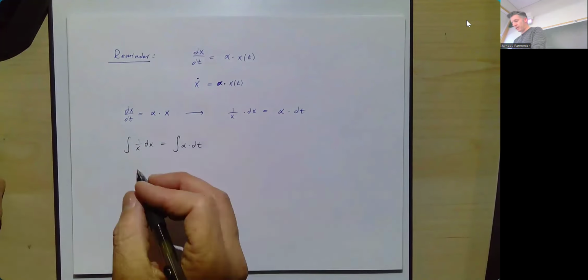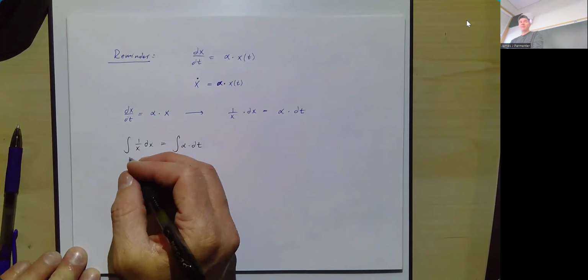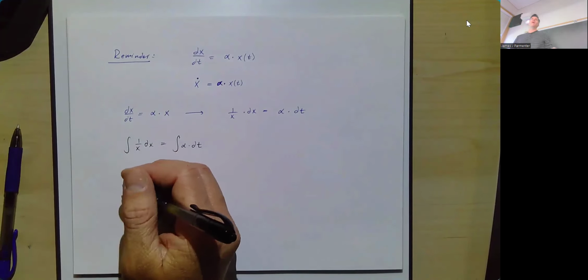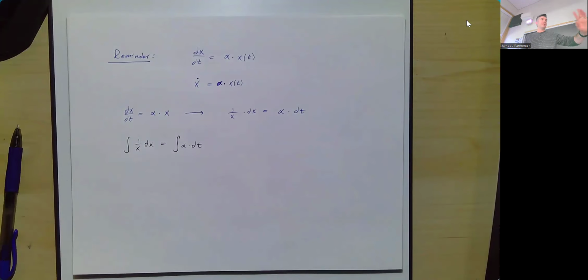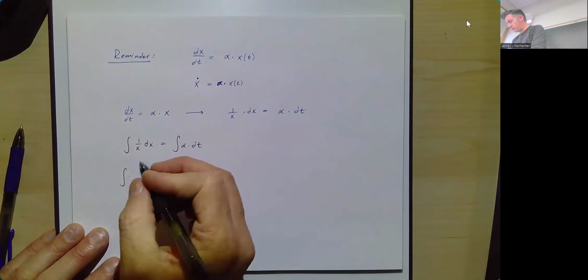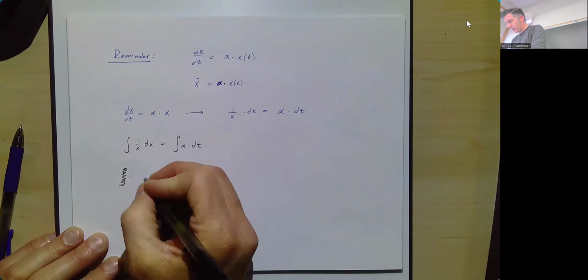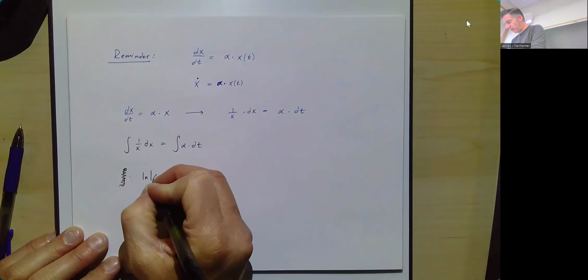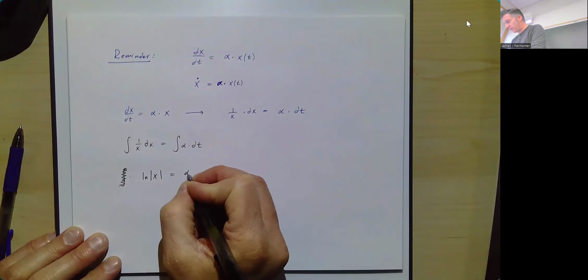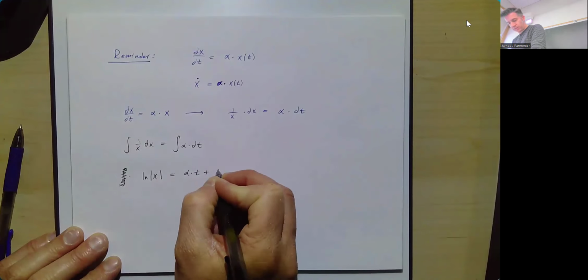And if we integrate both sides, we are going to ignore the absolute value here because it kind of more, well, actually, I'm not going to ignore it just so you can see why we get to ignore it. We're going to get the natural log of the absolute value of x equal to alpha times t plus a constant c.